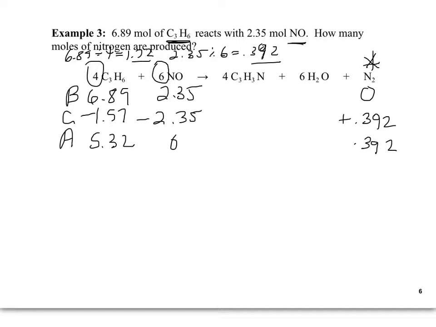I can also, using stoichiometry, figure out how much of the excess reactant reacts and how much is left over after the reaction is complete. And then I can use my 2.35 moles to figure out how many moles of nitrogen are produced, again using stoichiometry. So 2.35 divided by 6 times 1 is our 0.392 number. And so that is my final answer. 0.392 moles of nitrogen would be produced based on the limiting reactant, not based on the excess reactant.